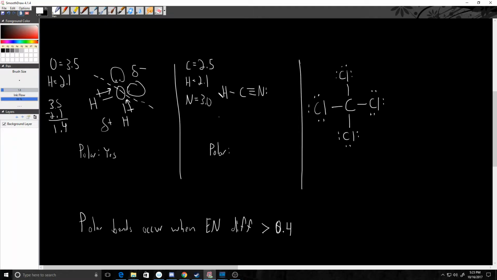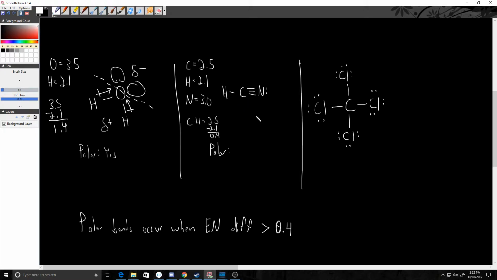So in this case, the carbon-hydrogen bond, we're working with 2.5 and 2.1. 2.5 minus 2.1, that difference is 0.4. And that is right on the edge, but it's not polar. So the carbon-hydrogen bond, that's not polar. Essentially, these electrons are spending an equal amount of time around the hydrogen and around the carbon.